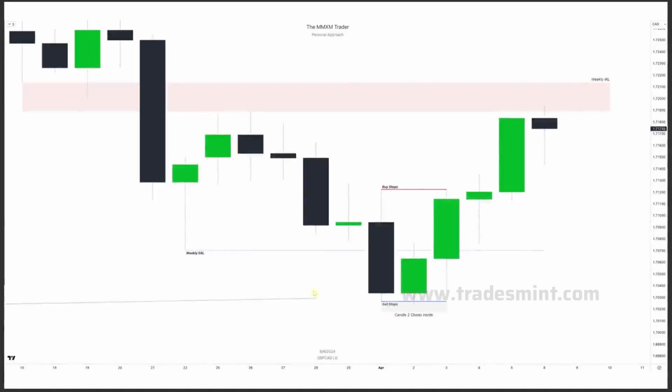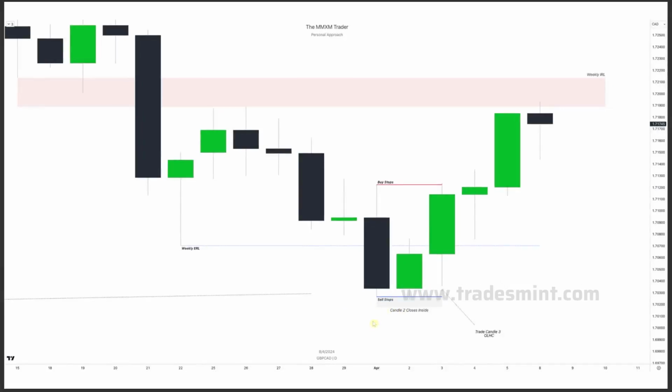Again, we want to focus on that second candle closing inside. We need that candle to close inside of the range. So we purge those sell stops, and now we want to be focusing on the third candle, which is highly likely to be an open low and then a high and a close. So that would be a classic buy day going for those buy stops.